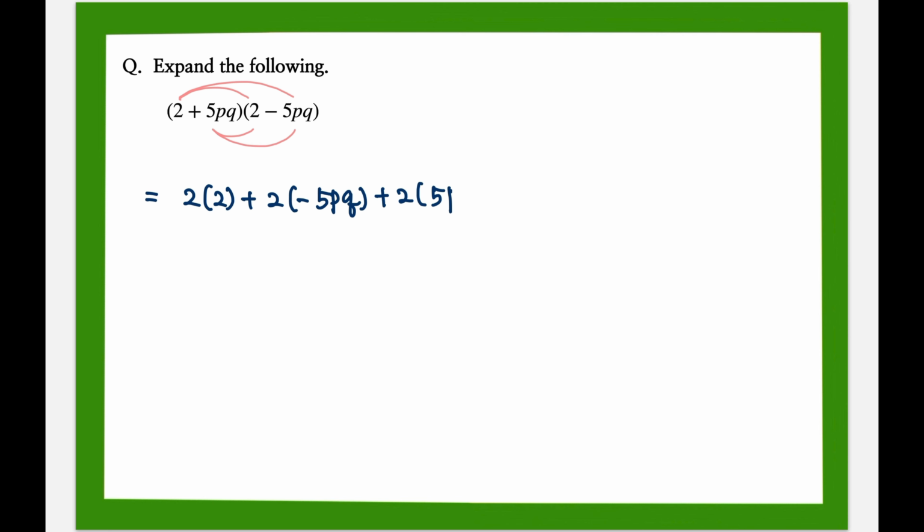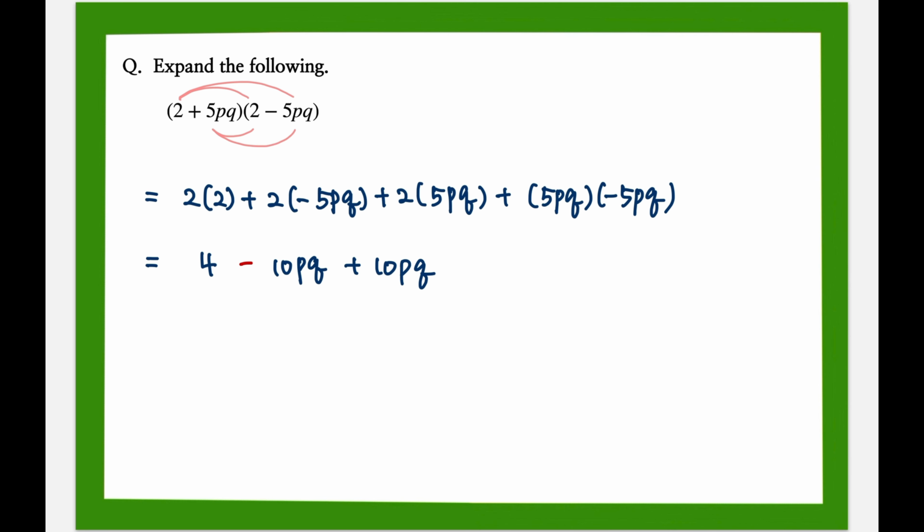5pq times 2 plus 5pq times minus 5pq. Then we get 4 minus 10pq plus 10pq and minus 25p squared and q squared.